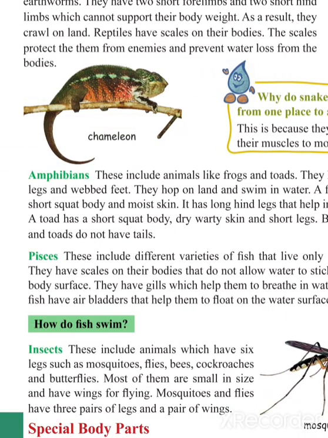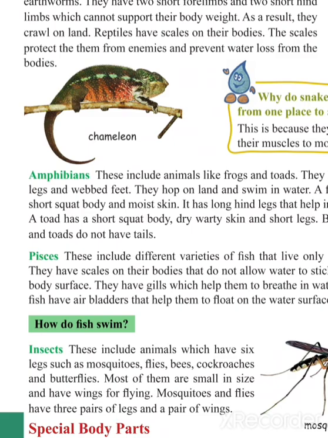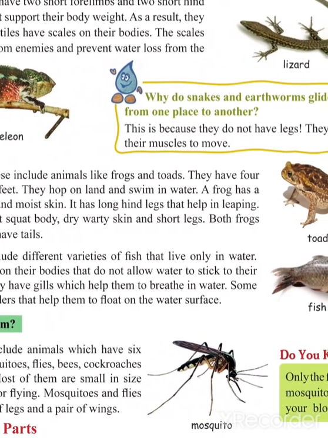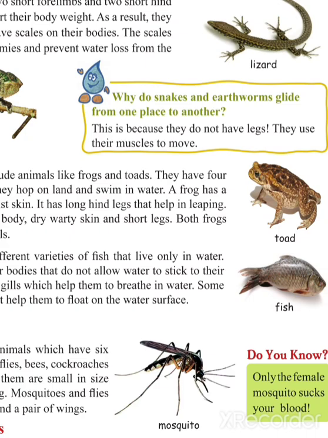Animals like snakes, earthworms do not have legs. So they have scales on their body which help them to move on the ground.